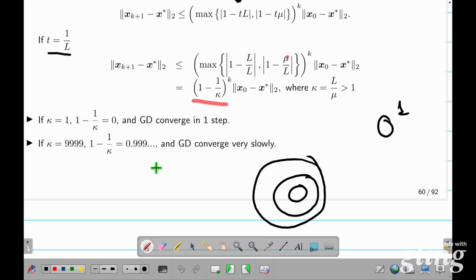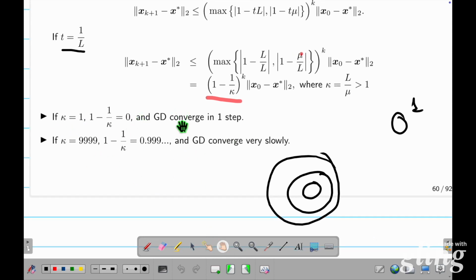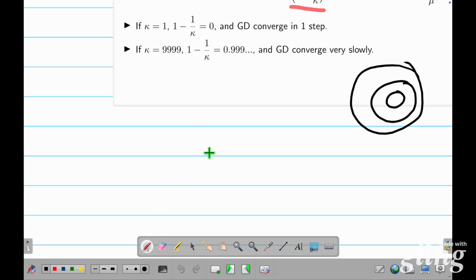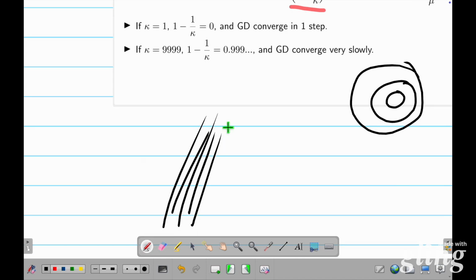Okay, so therefore, suppose kappa is 1, you have 0. That's why you converge in one step. But if kappa is 99999, that means basically you almost see parallel lines, okay? Then your algorithm will be like this. That's why it's very slow in this direction. And that's why if you do Nesterov acceleration, you cancel out this kind of thing. You focus more on going here, of course it's faster. And it basically doesn't converge, okay?